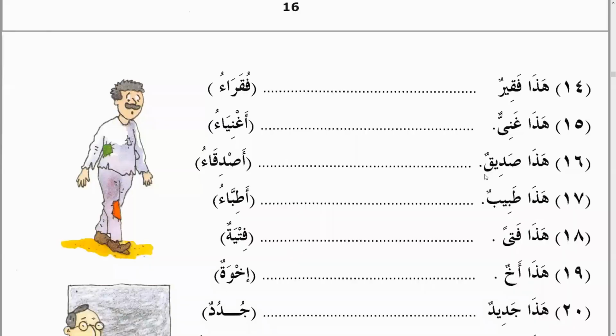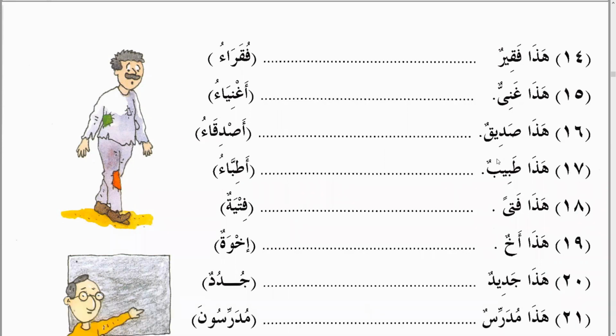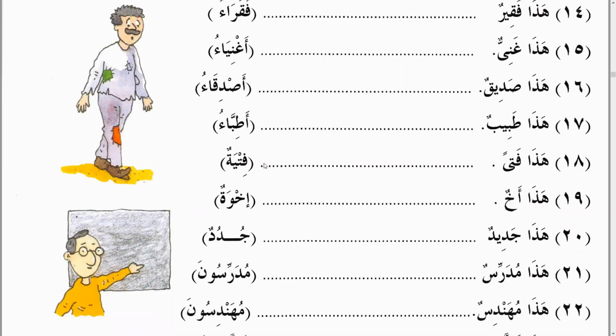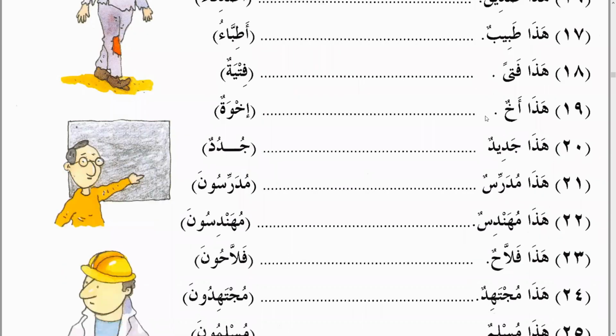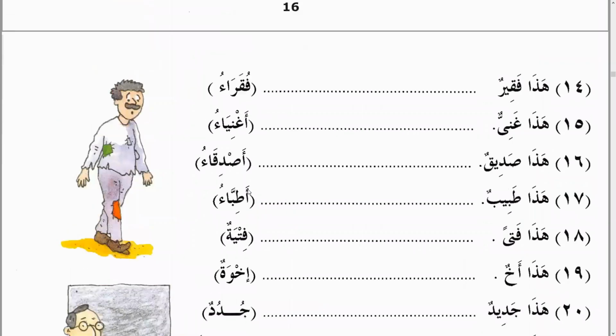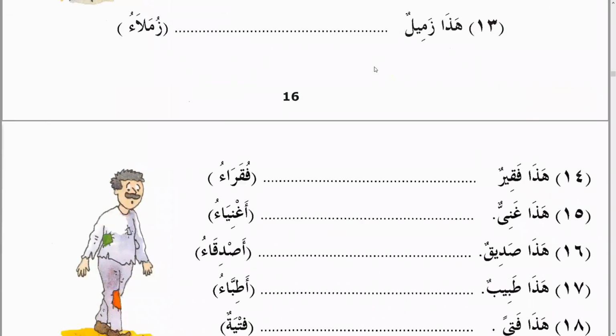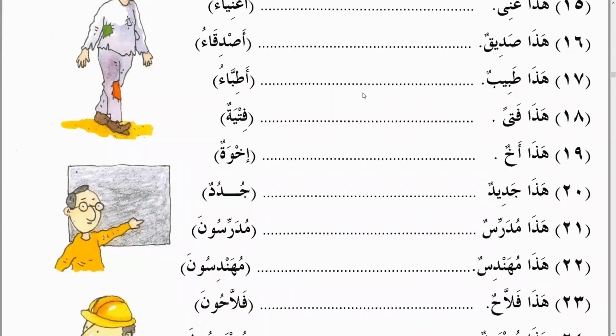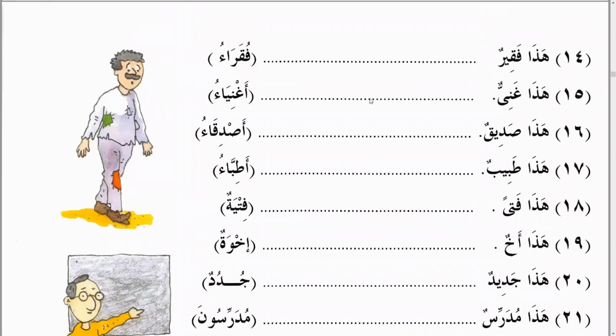هذا صديق. هؤلاء أصدقاء. هذا طبيب. This is a doctor. هؤلاء أطباء. And similarly, فتى, فتية, أخ, إخوة, جديد, جدود, and Muslim, Muslimuna. Okay. These were all our plurals.